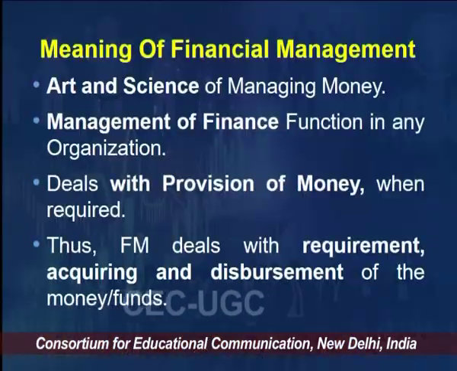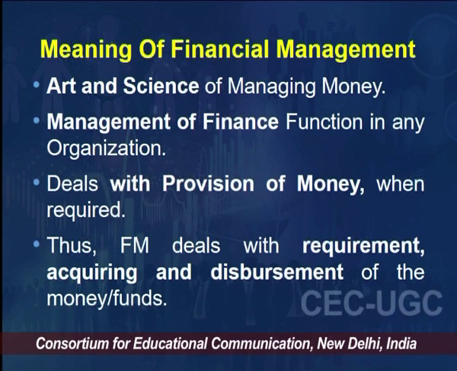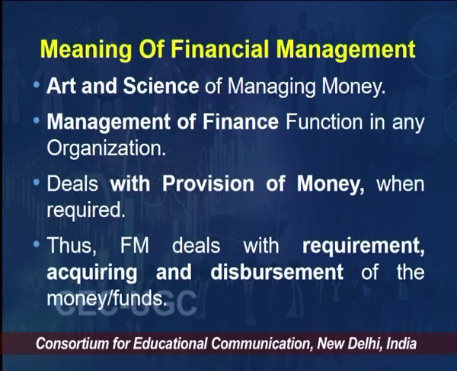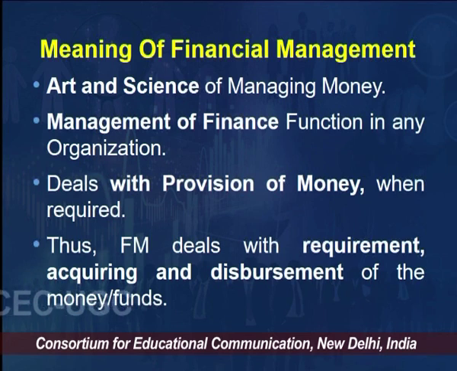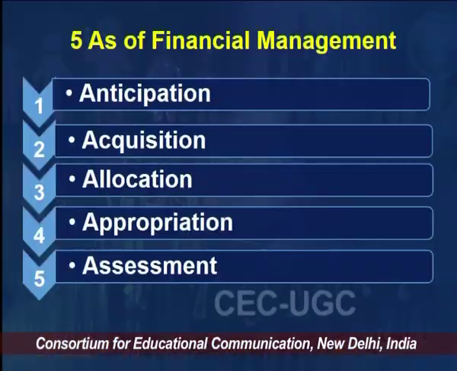So management of finance is a very important function in any organization, and it deals with the provision of money when required. As I said, we should be able to provide money. That's what finance is. And financial management deals with all the three aspects of finance: requirement, acquiring and disbursement of money or the funds. With this discussion, I believe you can understand that financial management has 5 A's. To put it in another way, we call it the 5 A's of financial management.